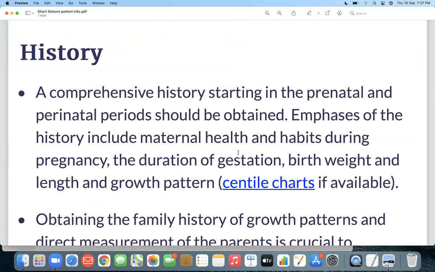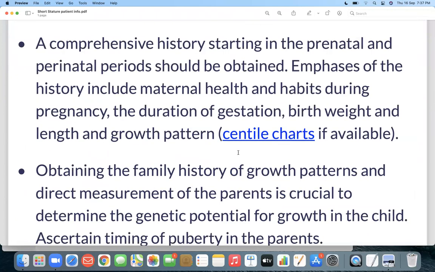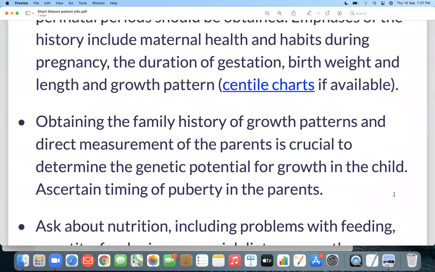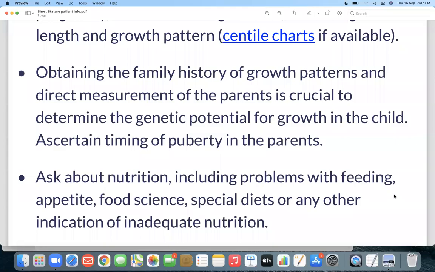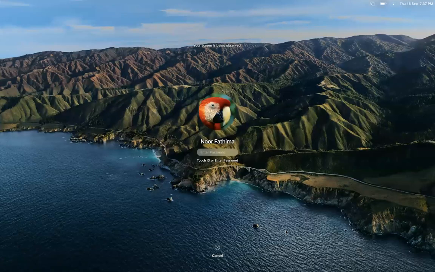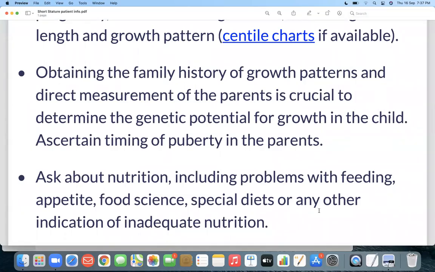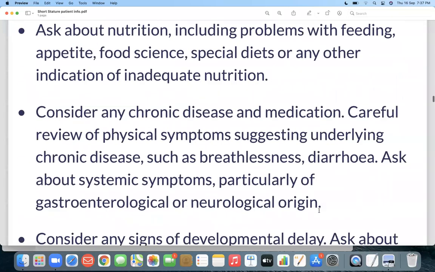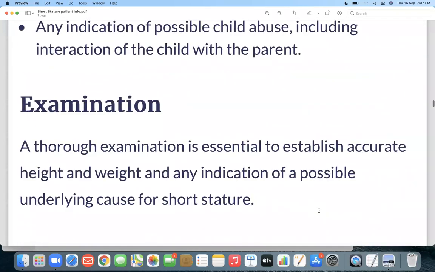So history, we all know, we will take the parents' history about when they had maturity, if they had constitutional delay in growth and puberty, that has to be checked, and familial heights have to be checked to see whether it is familial, and also nutrition history, past history of chronic diseases. The causes we mentioned have to be excluded here.